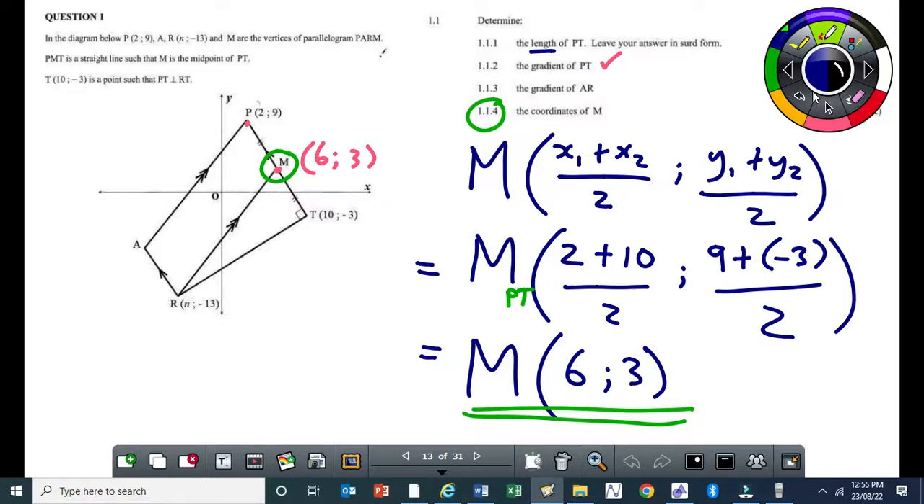Is n in the first place? It's an x coordinate. So this n here, it's an x coordinate.